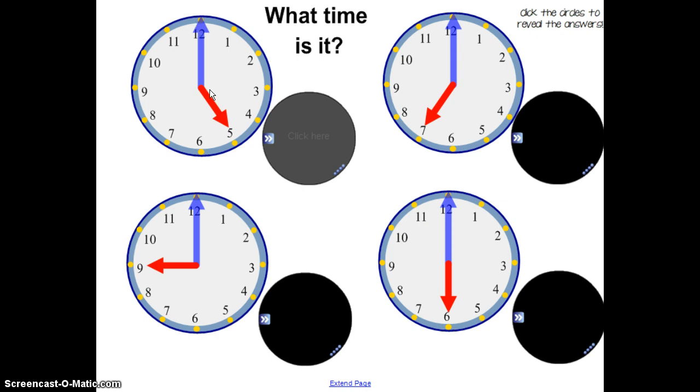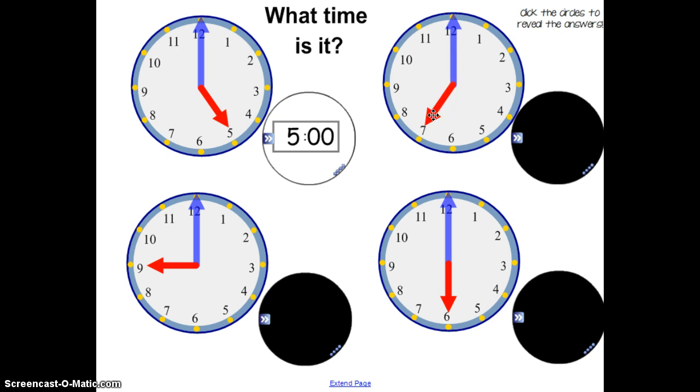Since the hour hand is on the 5 and the minute hand is on the 12, this clock says 5 o'clock. Let's click to check. Yep. Here's what 5 o'clock looks like on a digital clock. Let's practice a few more.